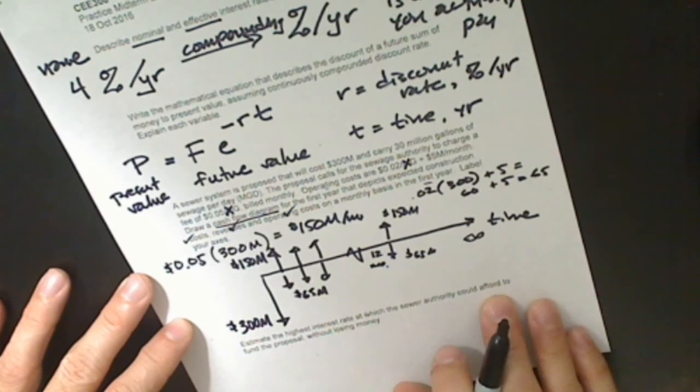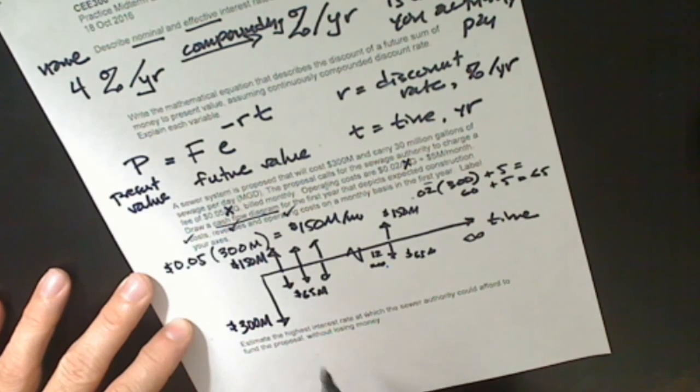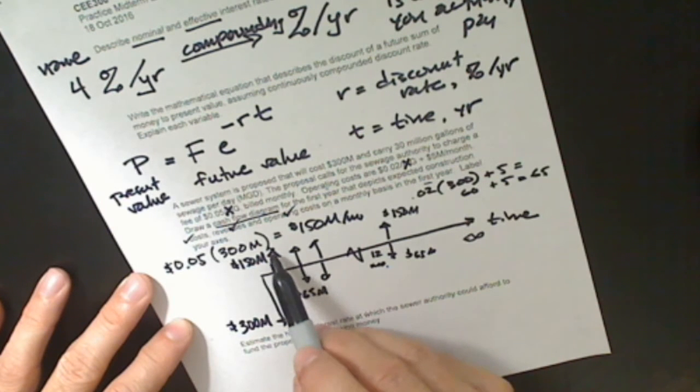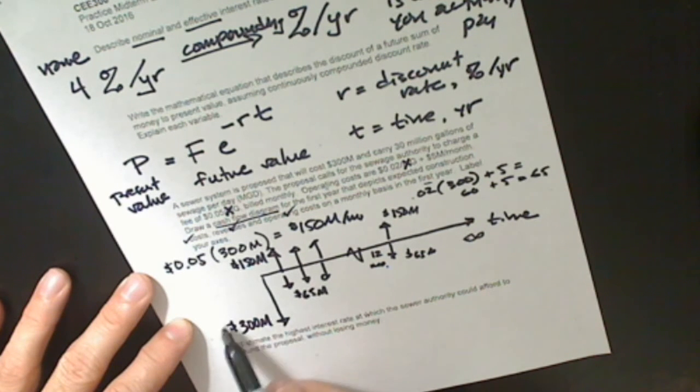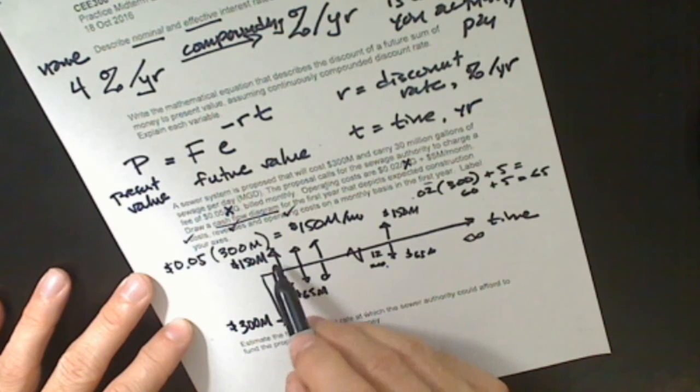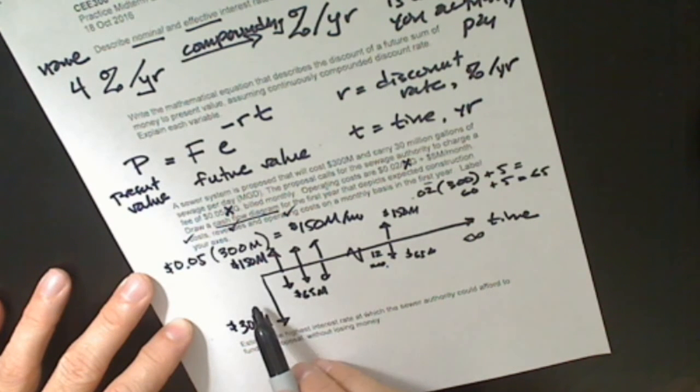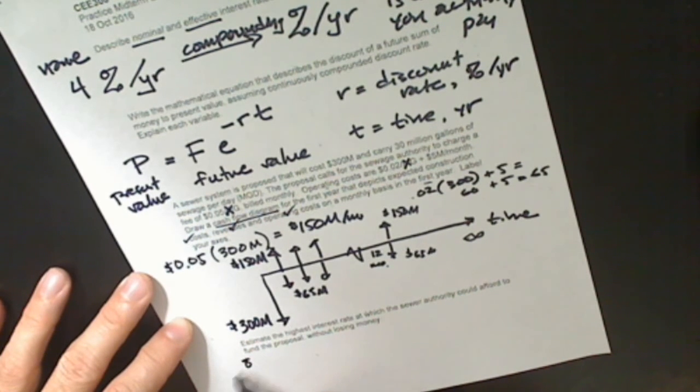Estimate the highest interest rate at which the sewer authority could afford to fund the proposal. We can see the difference between the revenues collected at $150 million and the operating costs of $65 million. This difference is the amount that would be available to the sewer authority to pay interest on a loan, or a bond or whatever it is, the money that they borrow to build the sewage treatment system. So, 150 minus 65 is a net of $85 million. This is how much they're making every month.